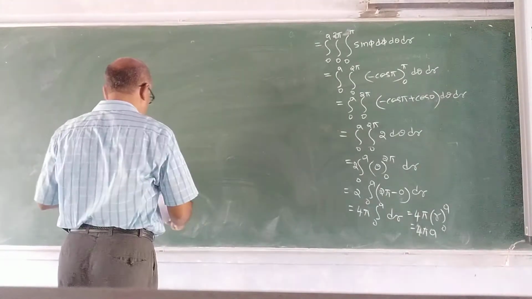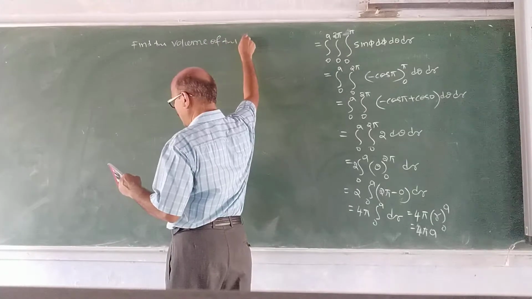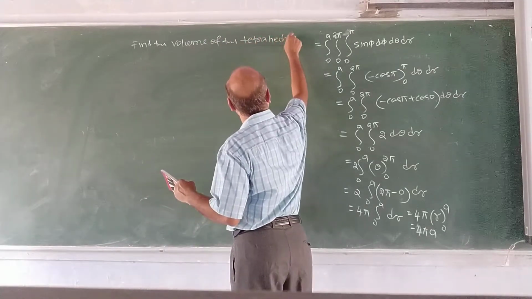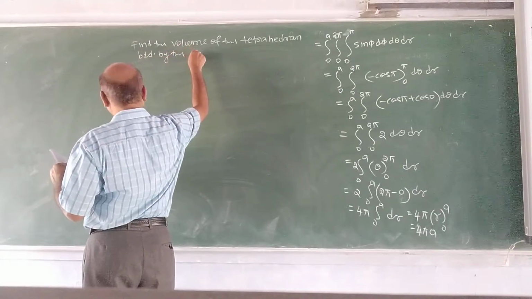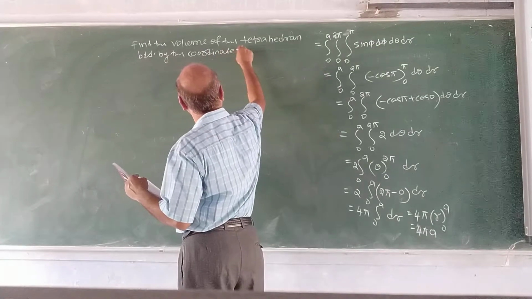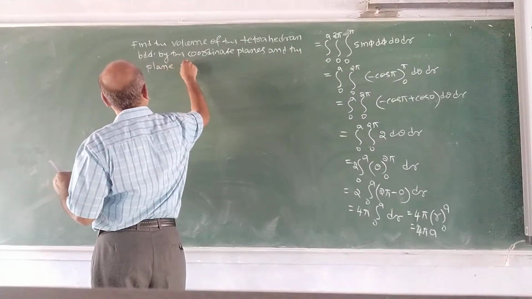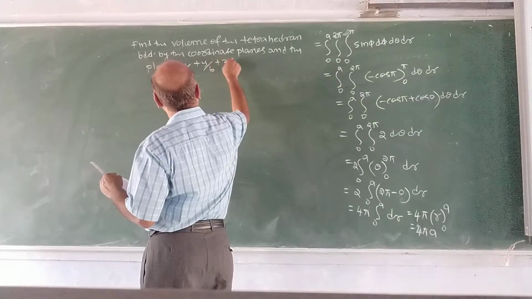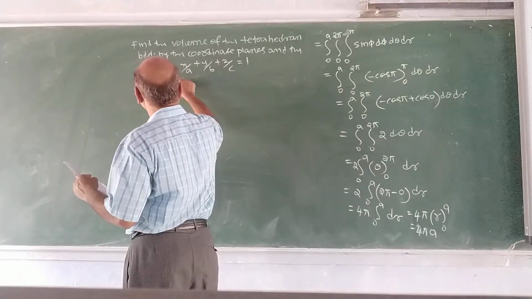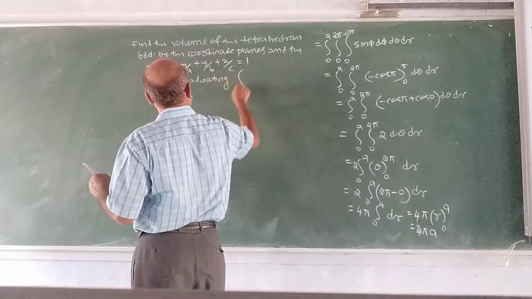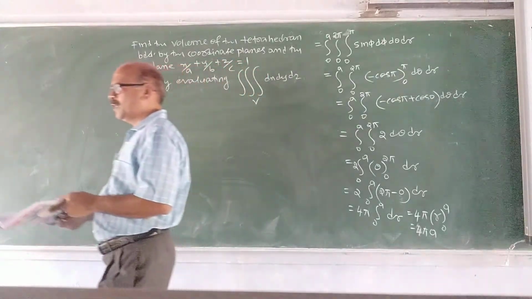Next, take one more example. Find the volume of the tetrahedron bounded by the coordinate planes and the plane x by a plus y by b plus z by c is equal to 1, by evaluating the triple integral over the region B, dx dy dz. Again, it is a standard problem.